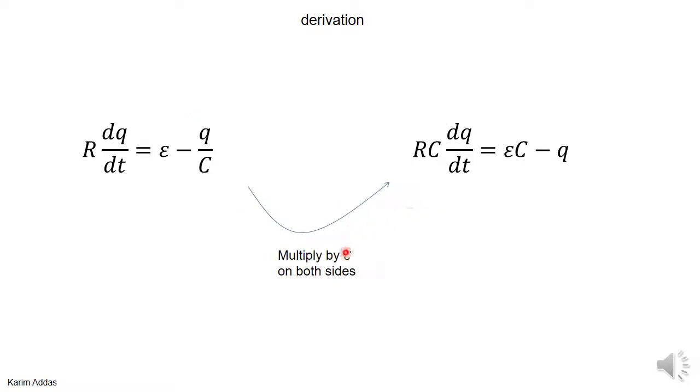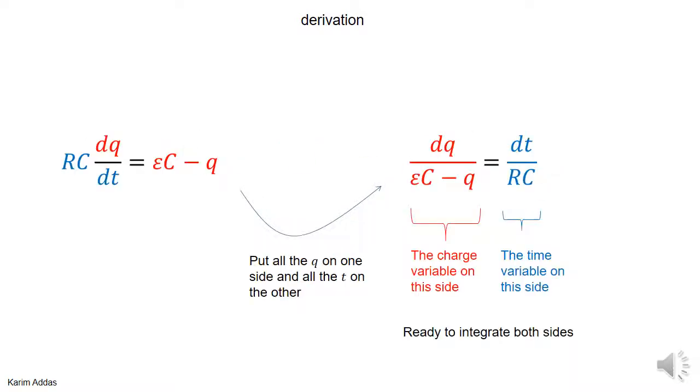And let's multiply by C on both sides. So you multiply by C here, you get R times C. You multiply by C here, the C goes, and this becomes epsilon times C. And then put all the q on one side and all the t on the other. All the blue on one side and all the red on another. So dq divided by this, you get all the things that have q on one side, and then multiply by dt and divide by RC. You put the constant with the time on one side.